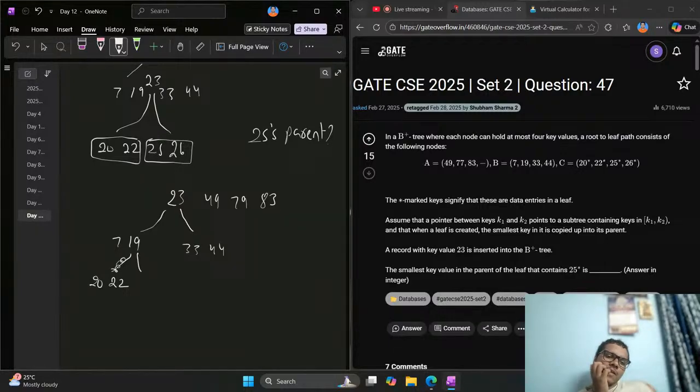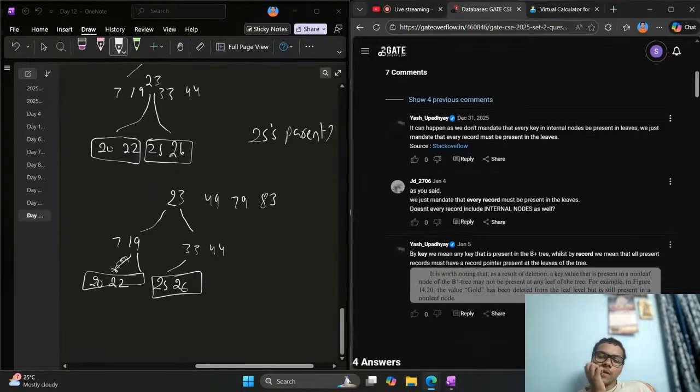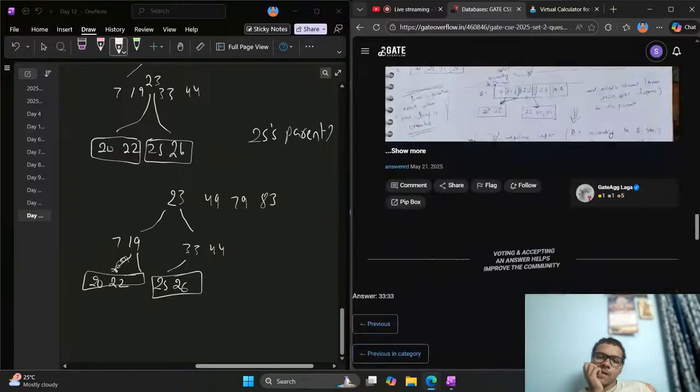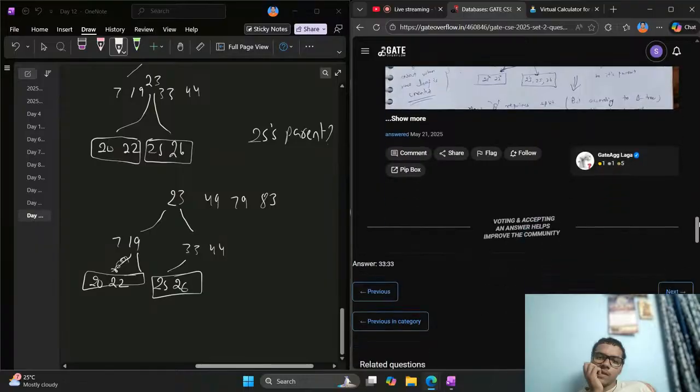Yep, they are larger. And that 25 and 26 are smaller. So 33 is the parent. 33.